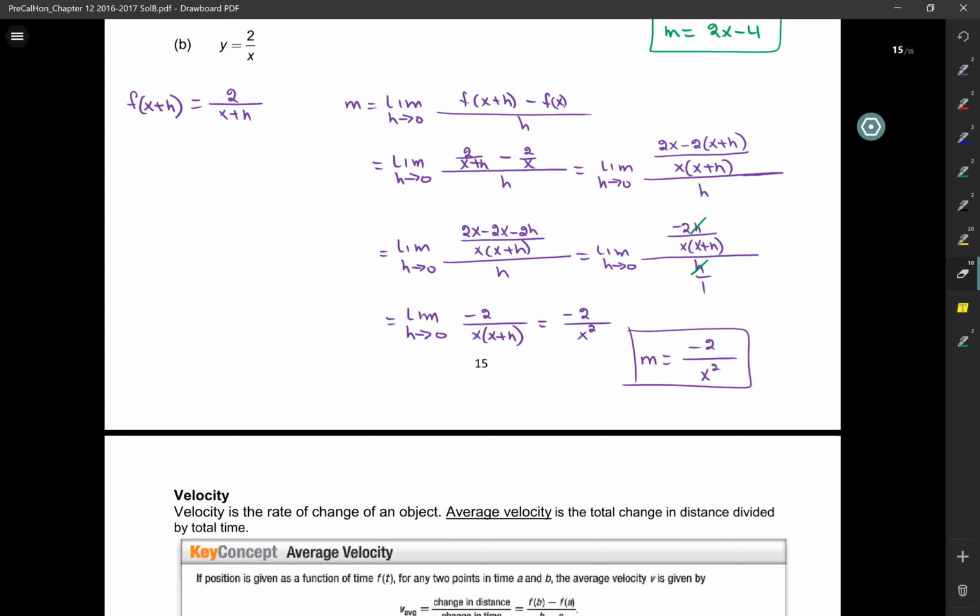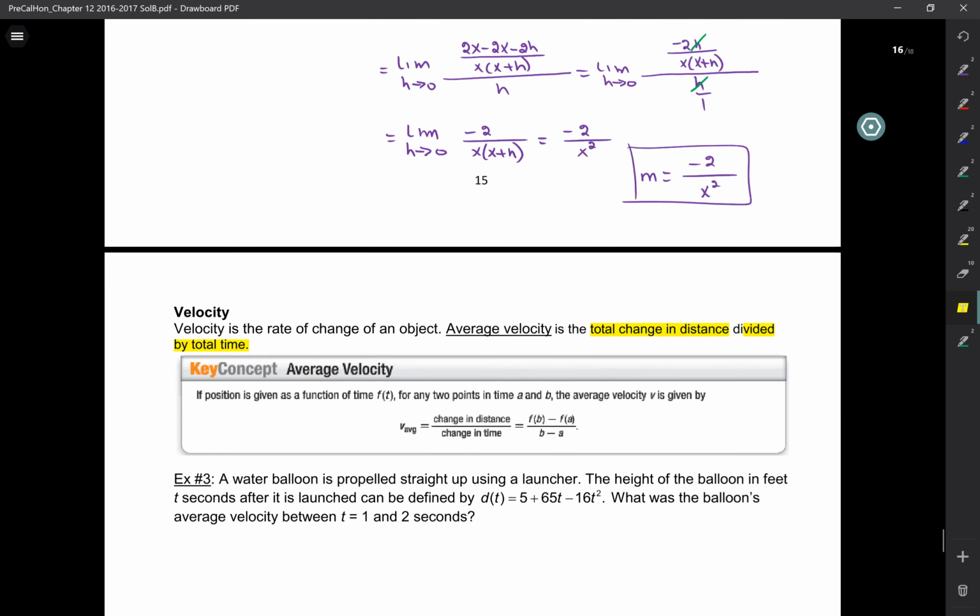Velocity is average rate of change. Okay? Basically, it's the total change in distance divided by total time. If you drove 300 miles, right? And it took you 5 hours to get there, right? What's your average velocity? Suppose you went on a trip, and you drove 300 miles, and it took you 5 hours exactly. What was your average velocity? 60. What did you do? The total distance divided by the total time.